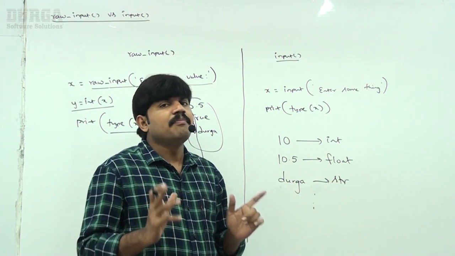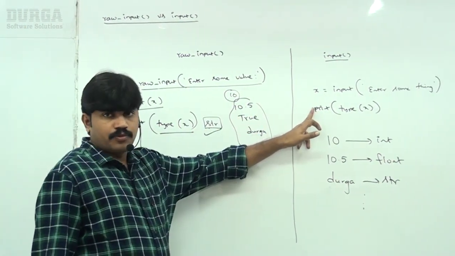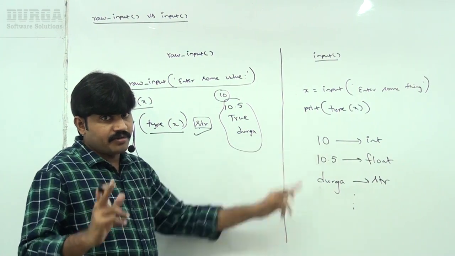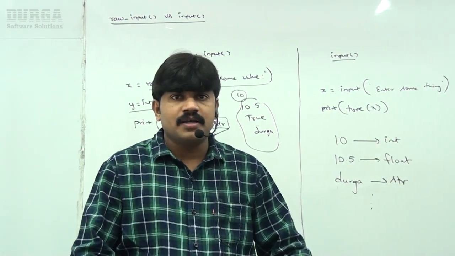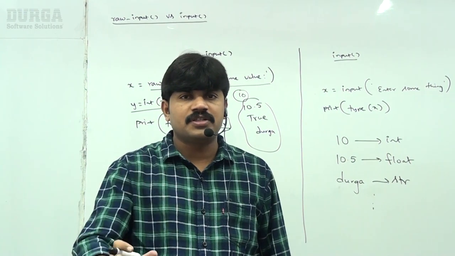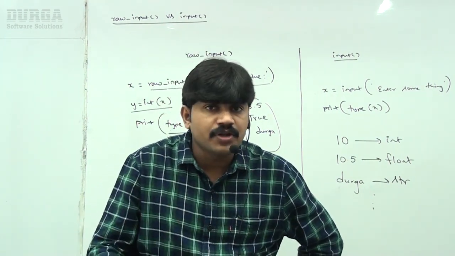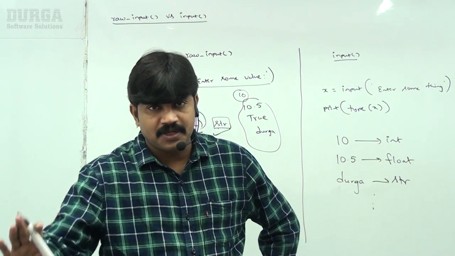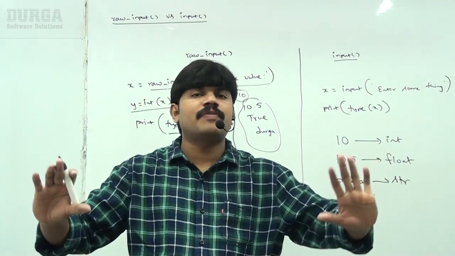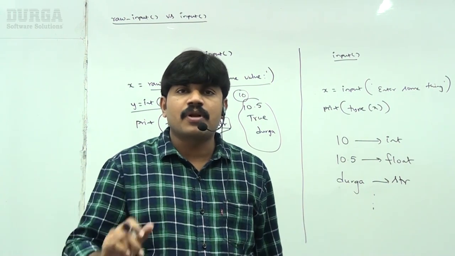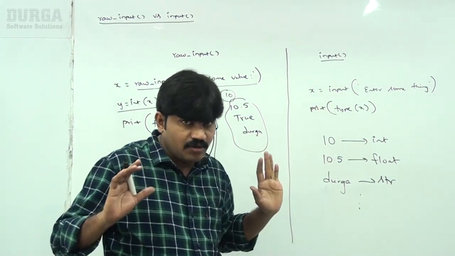This is the main important difference between raw_input and input. Very important question for the entire room: what is the difference between raw_input and input? The raw_input function return type is always str type only, and compulsorily we require to perform typecasting explicitly. Sir, I want to read the data directly, I don't want to perform typecasting, I want the same type only. Then we have to go for the input function.